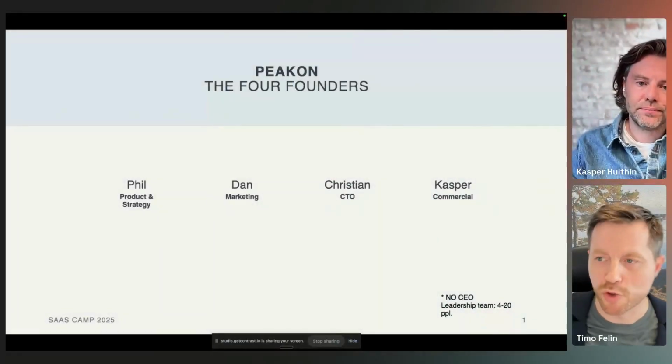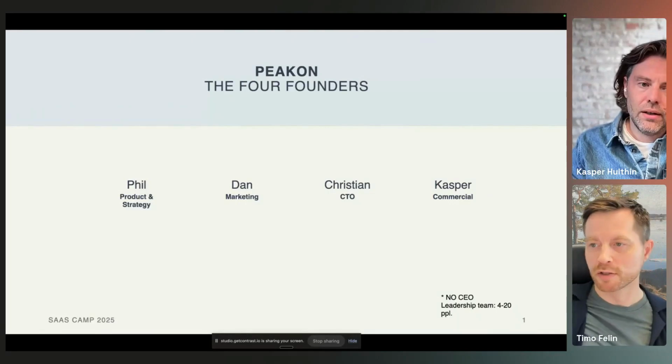Because the problem with scaling is that it creates a lot of noise, and the more you can reduce the noise, the better it gets. I could keep going, but I hope that added a little bit. Yeah. So you're much more prepared with Peakon on that. Obviously, yeah.